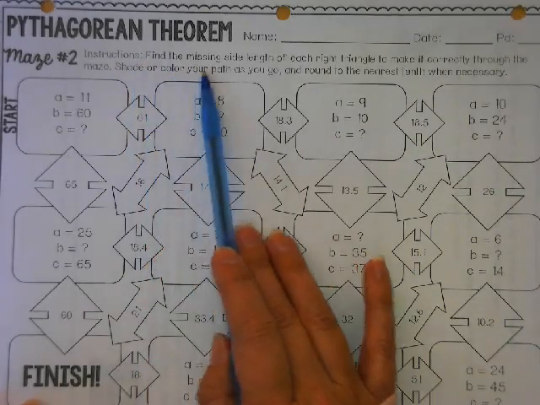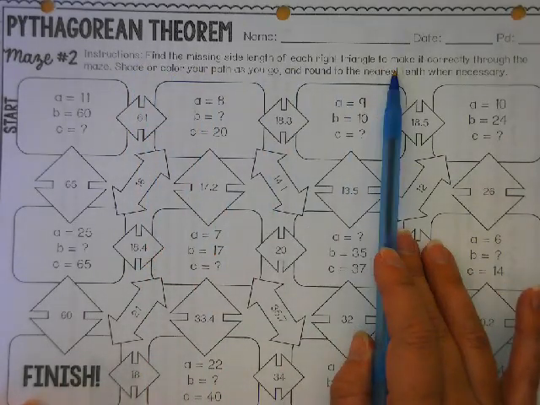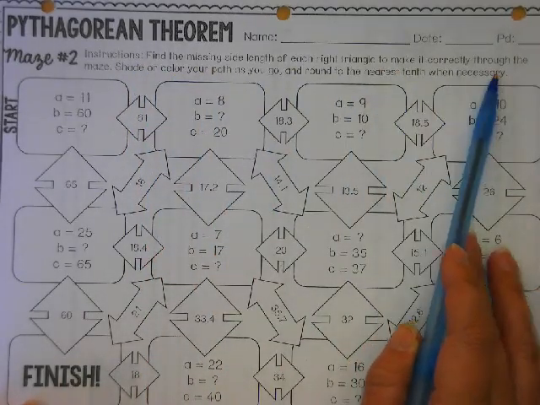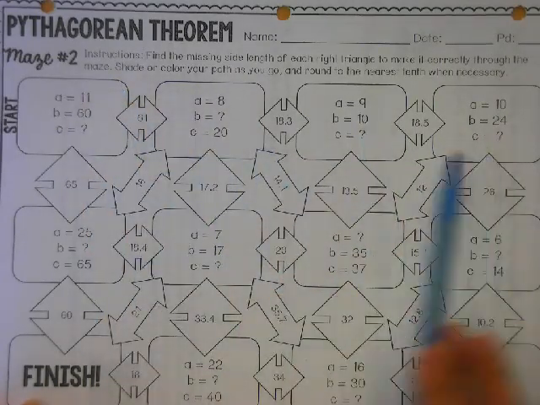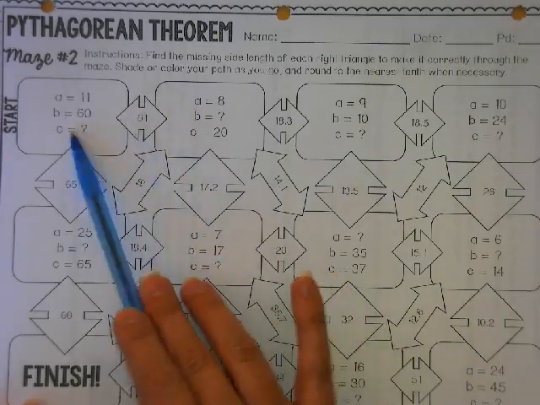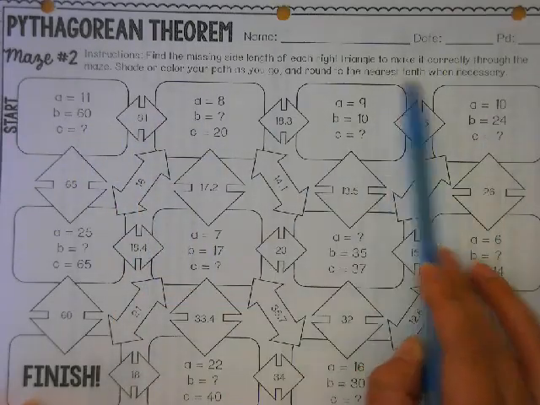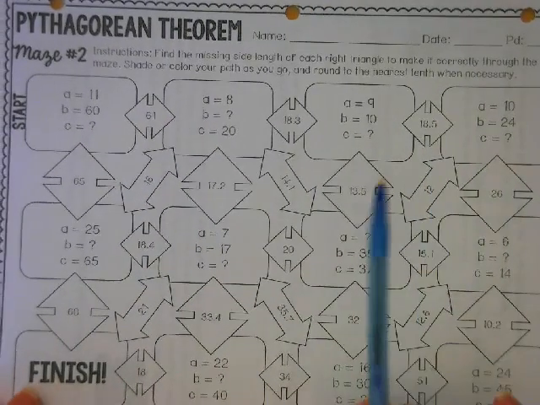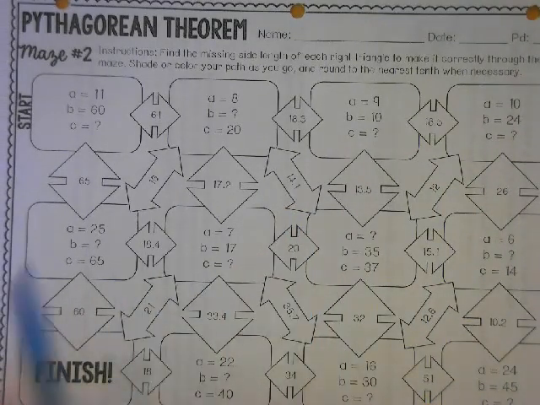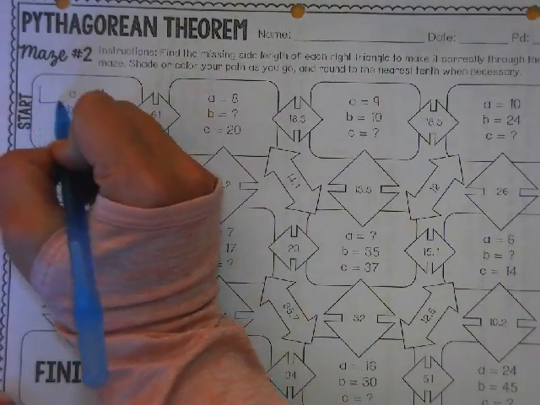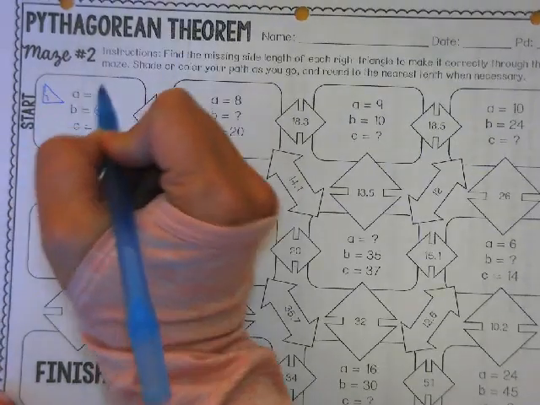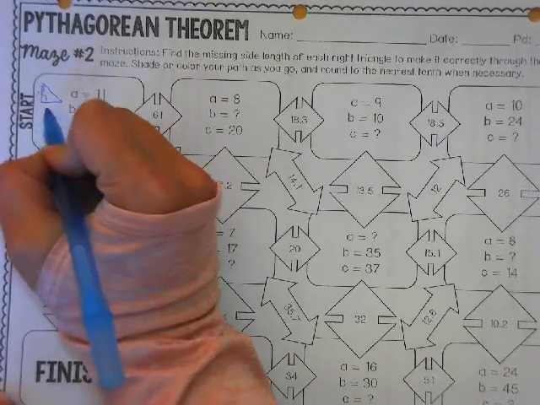What you're going to need to do is find the missing side length of each right triangle. That will make it correctly pass through the maze, okay? So you need to shade or color your path as you go, round to the nearest tenth. So what we're looking at here is I want you to find that missing side. Remember, this is exactly like what we did before. If you want to draw a picture, because that helps you, you can, right? You can say 11 here, 60 here.